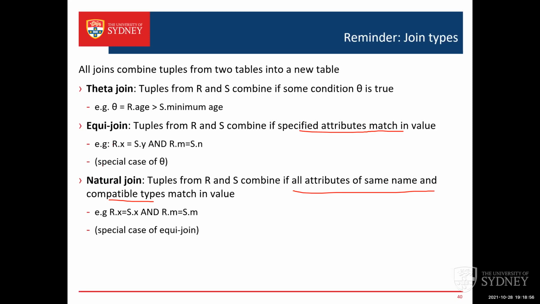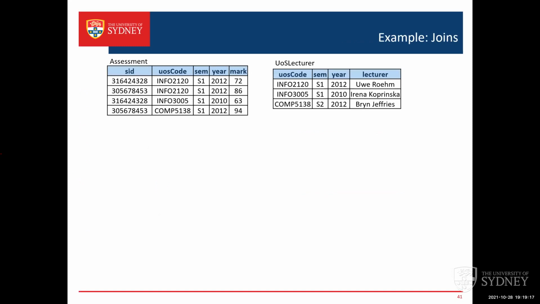Theta join, putting a condition. Equijoin, only equal condition will be checked. Natural join automatically checks for all the attributes with same name and compatible type. If they have the same name and same data type, then those two attributes will be matched. So how does join work, or which sort of algorithm do we need? That's what we are going to learn.